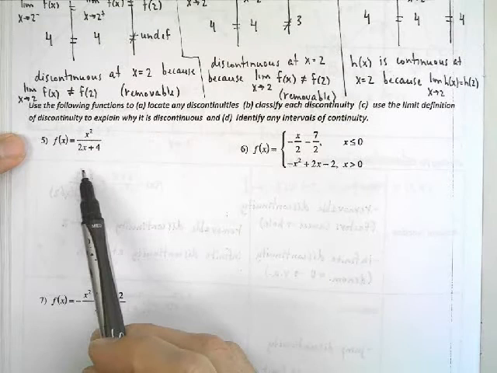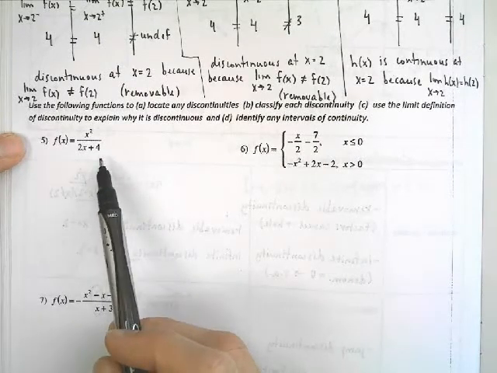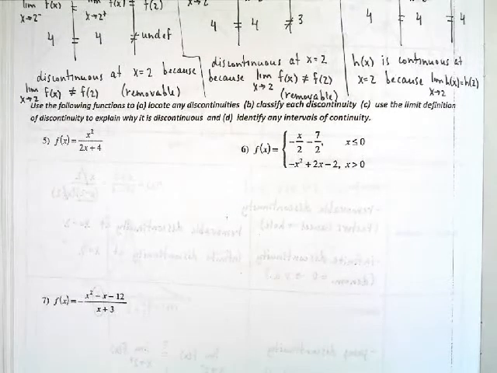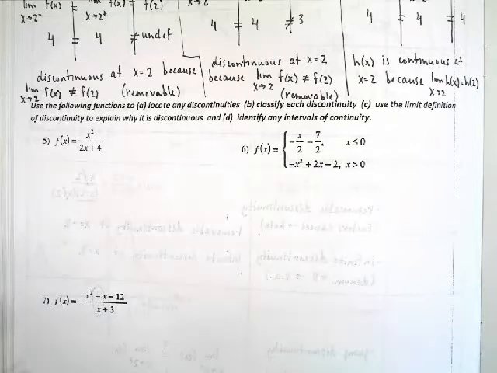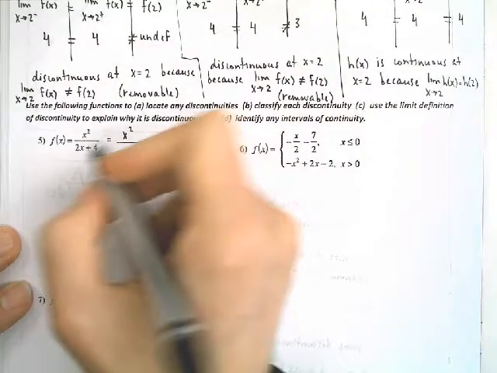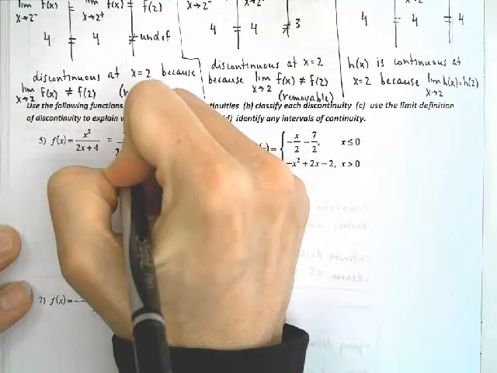So let's look at number 5 here. Obviously, this is a rational function, so I'm looking out for either a removable discontinuity or some kind of infinite discontinuity. So let's go ahead and factor this and see what we've got. The top we can't do much with. Here I can factor out a 2.